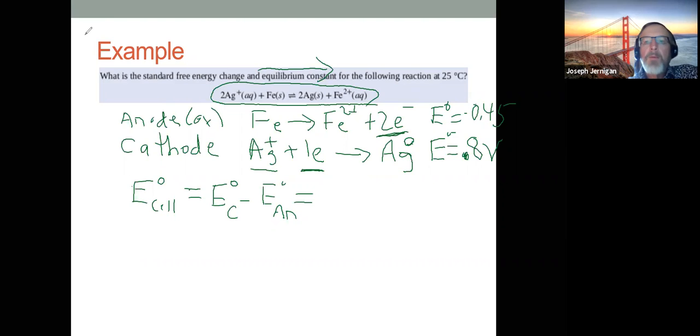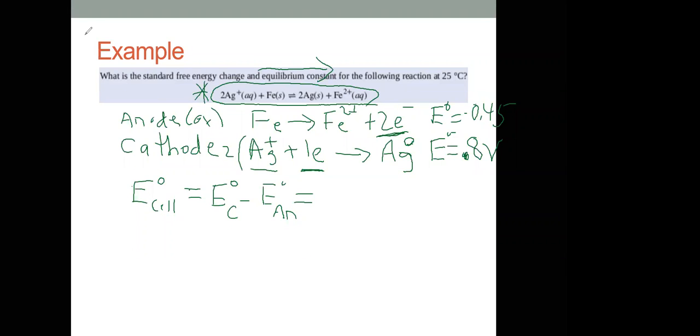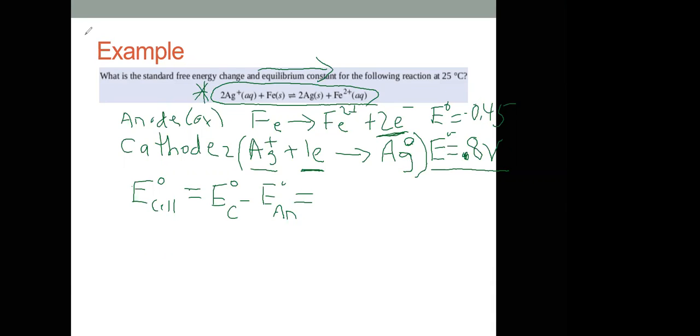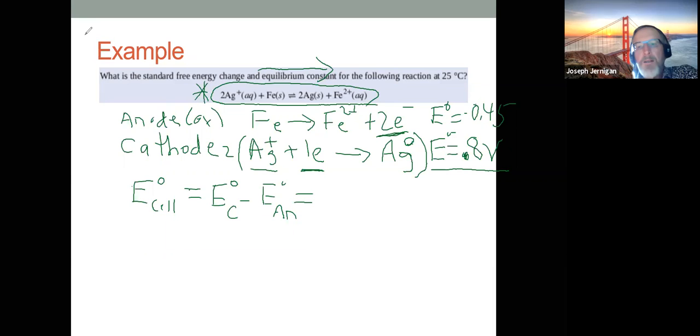In order to come up with this equation, and they've done it, you have to multiply this one by 2. Okay. Now, do we multiply the E's by 2? See if you remember from last time. We do not. That's exactly right. We do not.